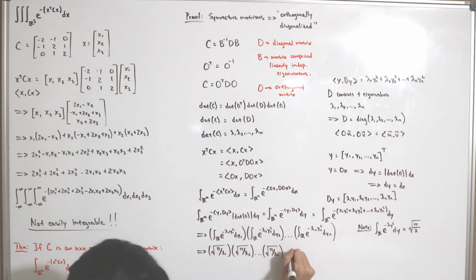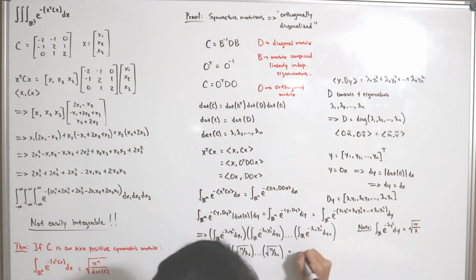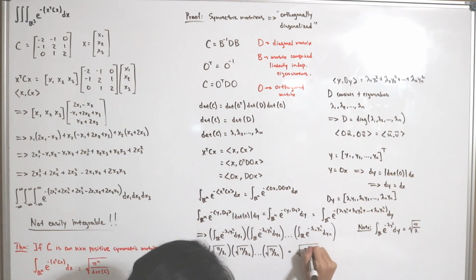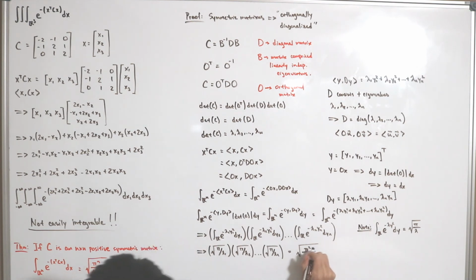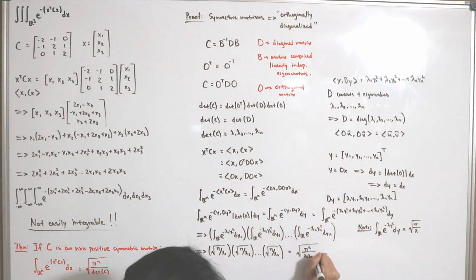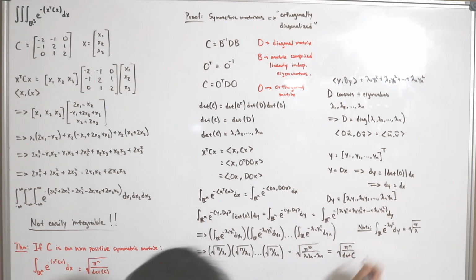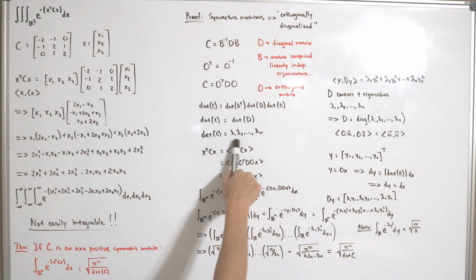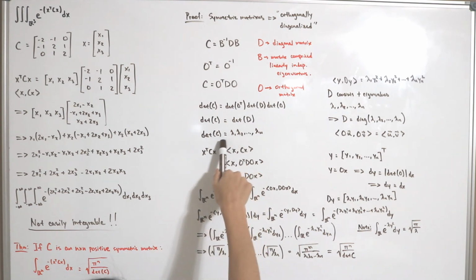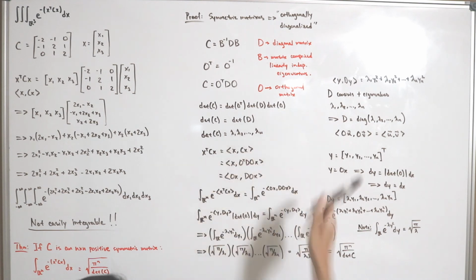And then simply if you summarize this together, we get that it's just pi to the n multiplied by the square root of lambda 1 times lambda 2 times lambda n, but that's also equal to the square root of pi to the power n, divided by the determinant of C, which is what we said was right over here. Those are supposed to be products, not separated by commas. So the proof is done.